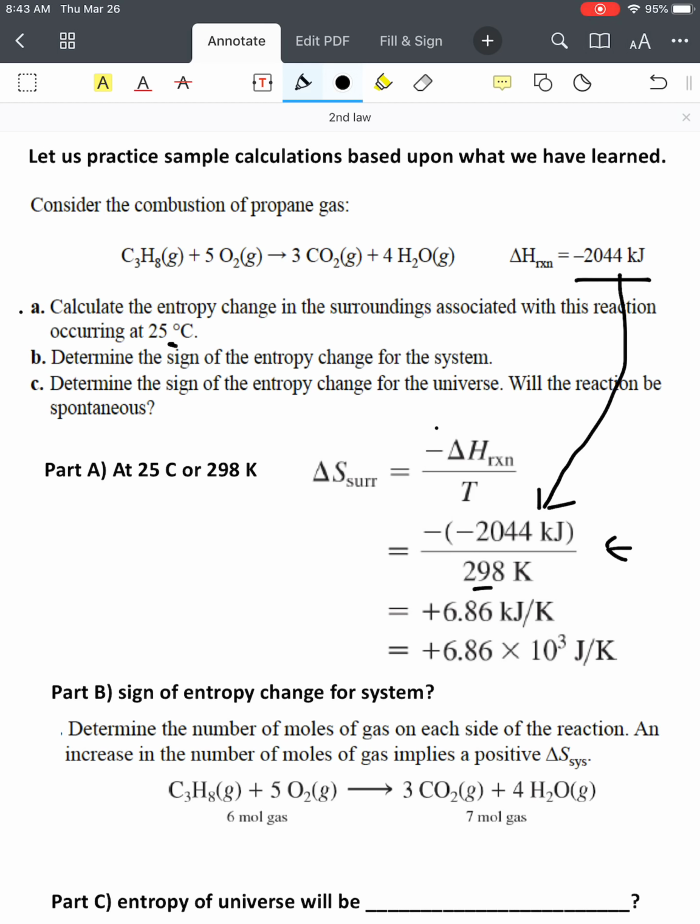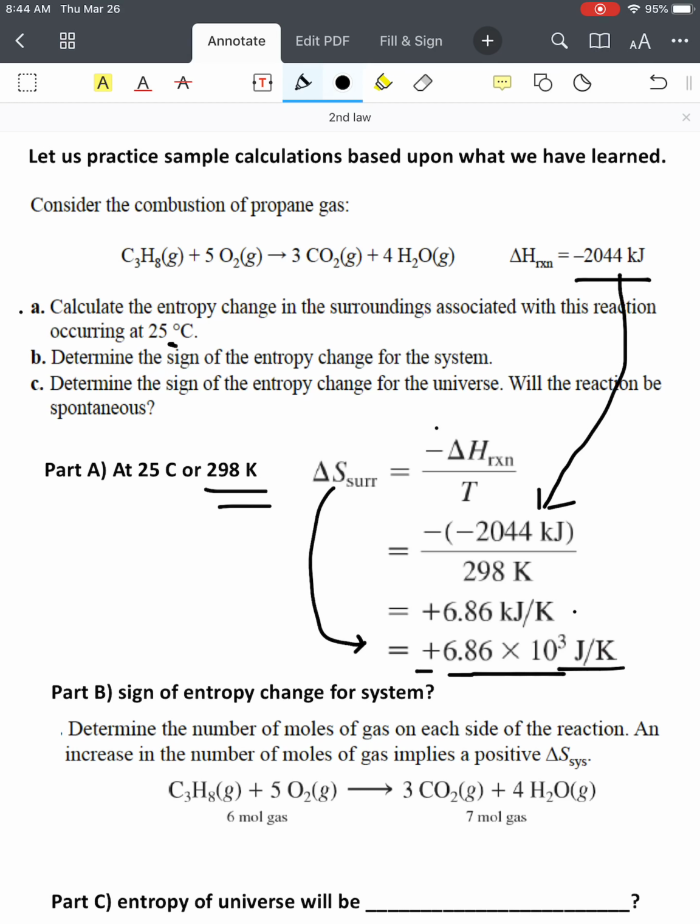This temperature that's in the denominator must be in Kelvin. So all I did is I converted to Kelvin by adding 273. I forgot about the 0.15 here, right? So I just put in the 298, but y'all got that, right? No big deal there. And we just plug and chug. We solve for the answer. It's 6.86 kilojoules per degree Kelvin, which is 6.86 times 10 to the third joules per Kelvin. And that is our entropy change in our surroundings.